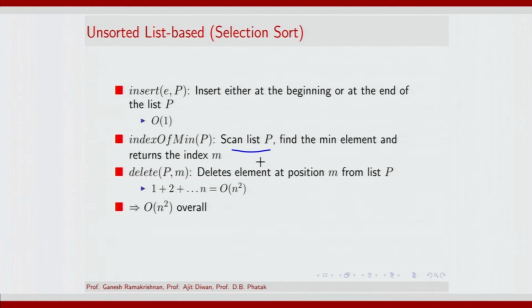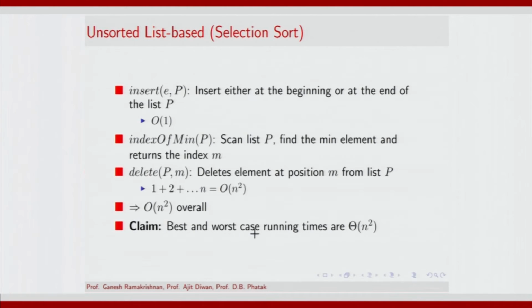Delete requires just deleting that specific element at position m. In this process, however, you will need to shift back elements and make the list compact. So, the compaction time would depend on the size of the list. Initially the compaction time is just order 1, then it is order 2 and so on. So, the overall time required is order n square. As I pointed out, at every iteration scanning the list would require order n, where n is the size. Compaction in the worst case can be order n when you find the element at the other end of the list.